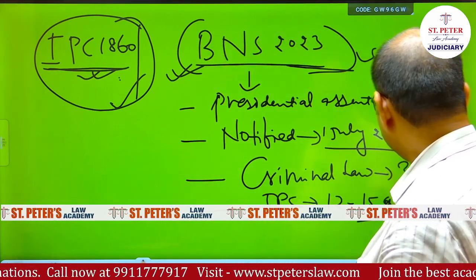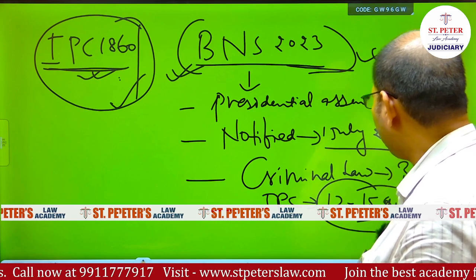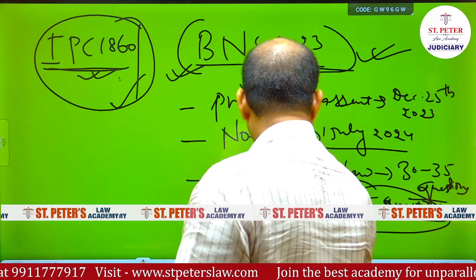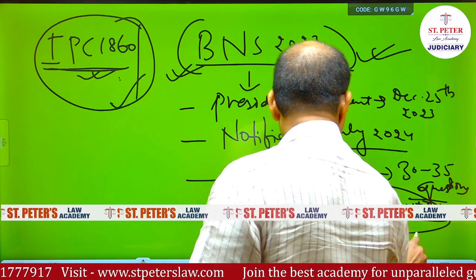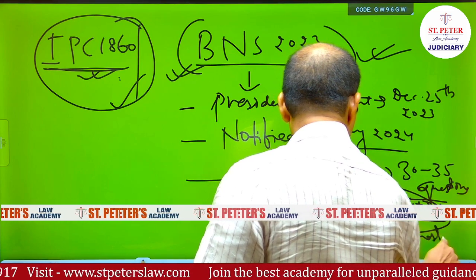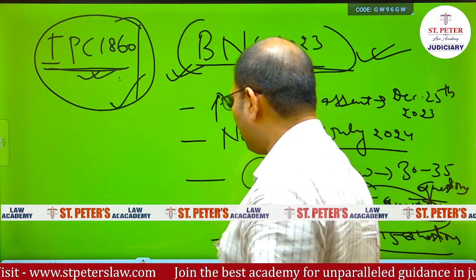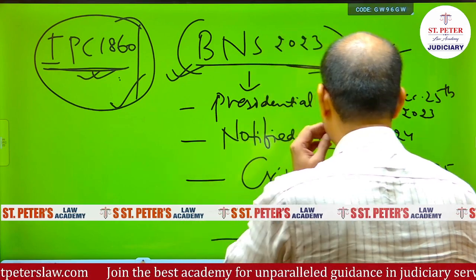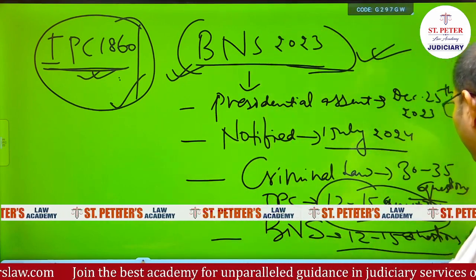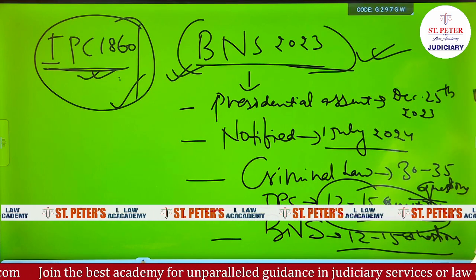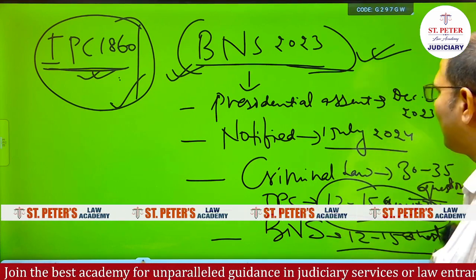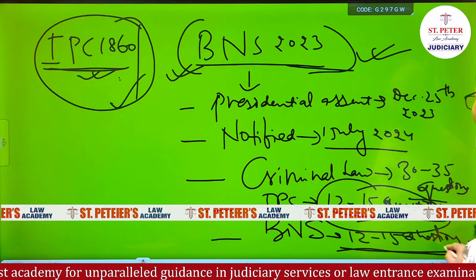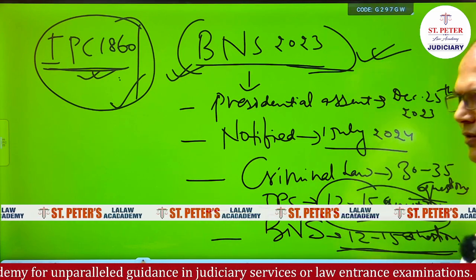12 to 15 questions from the IPC used to figure in the judicial services exam. Now this will be inherited by the BNS. In fact, now you can expect 12 to 15 questions from BNS in the coming judicial services exam. The pattern or the number of questions will hardly undergo any change. If 12 to 15 questions were figuring in the judicial services exams from previous times, then definitely from the BNS also 12 to 15 questions will figure.